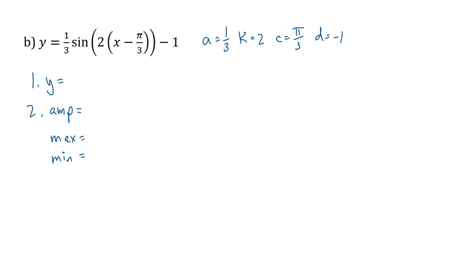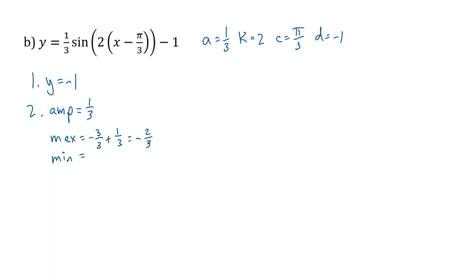What's the zero line? Y equals negative 1. What's the amplitude? Yeah, just 1 over 3. Very good. So the max is going to be negative 1 plus 1 over 3, which is negative 3 over 3 plus 1 over 3, which is negative 2 over 3.